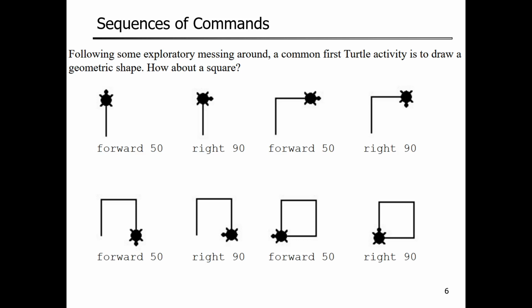And then, yeah, if you chain enough of these, if you go forward 50, then you turn right 90 degrees, you go forward again 50, you turn right 90 degrees again. You do this whole sequence basically 4 times, then the turtle has drawn a square. And instead of, or in addition to forward, you also have backward, and in addition to right, you also have left.